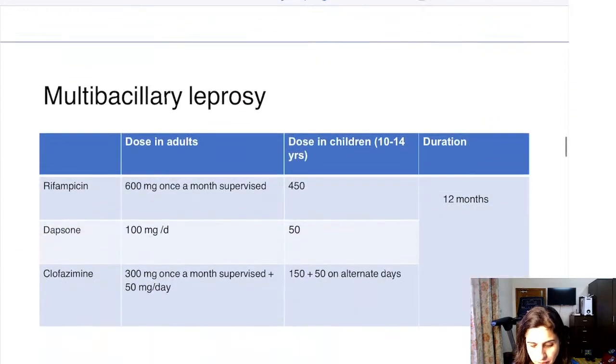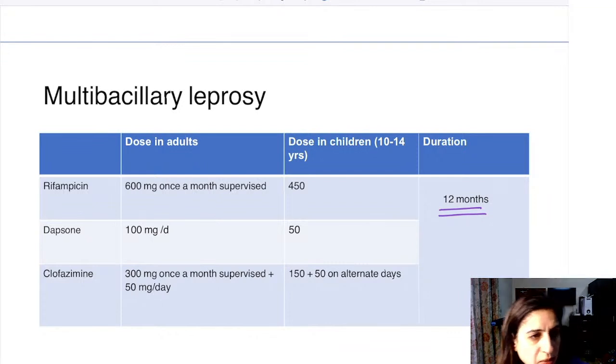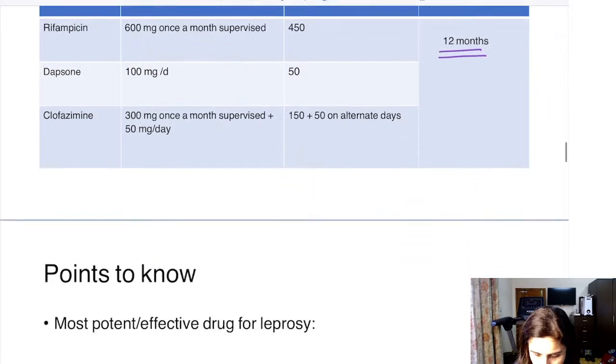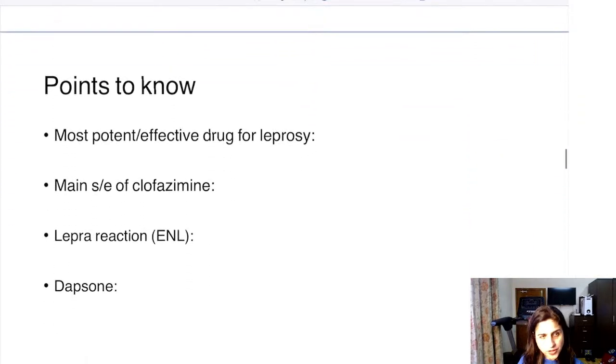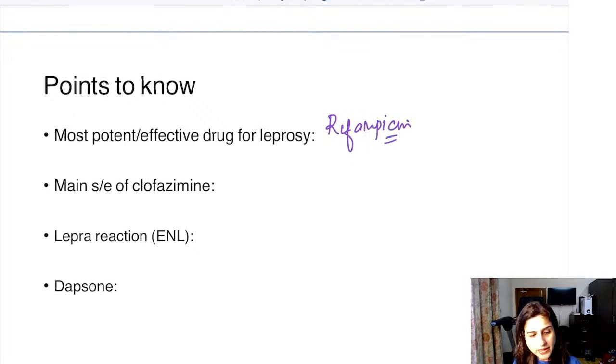Now for multibacillary, as I said, the treatment is the same, only the duration is changed to 12 months. So no confusion now. It's easier to remember what to use in multibacillary or paucibacillary; only the duration has to change. Now, important points to know. The most effective or potent drug here, as we just discussed, is rifampicin.